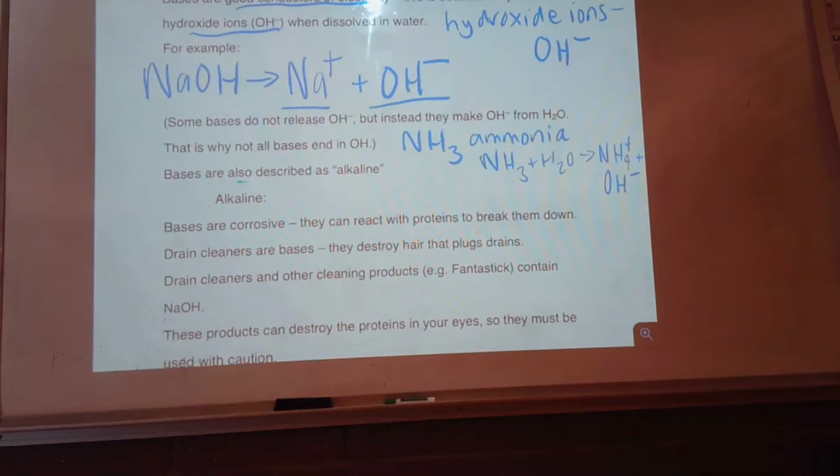Just like acids are corrosive, bases are corrosive as well, so they will burn your skin just like acids. Just like protons can burn your skin by damaging proteins, so can the hydroxide ions.